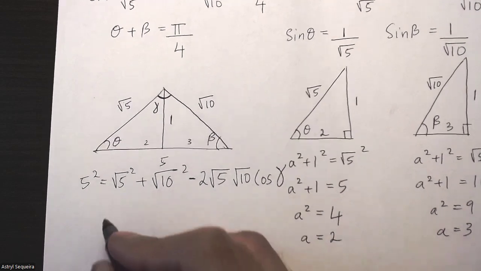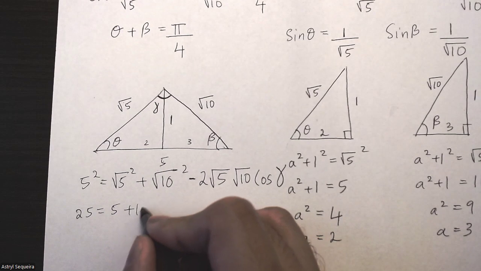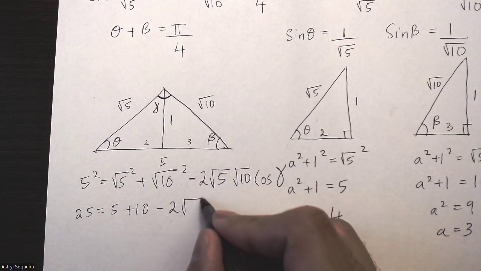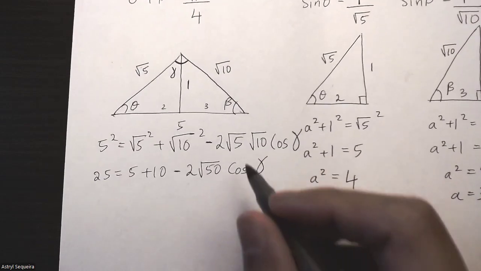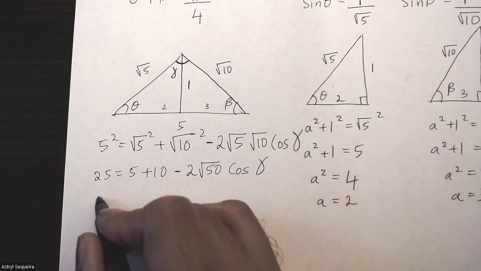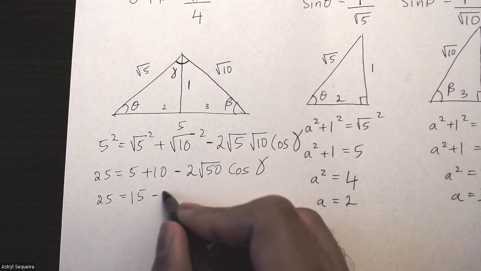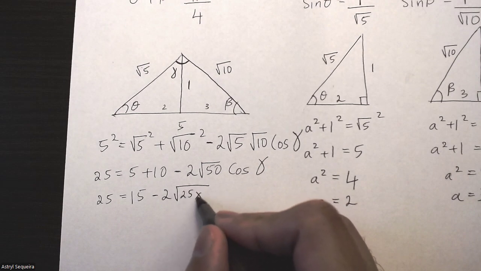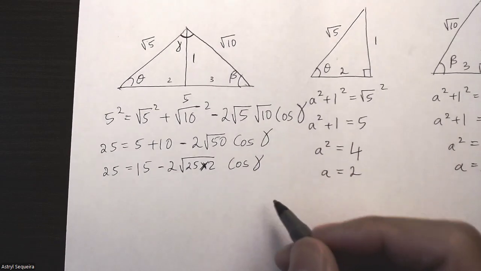Let me simplify this equation over here. That's 25, that's 5, that's 10, and then root 5 times 10 is root 50 cos gamma. Still got to simplify a lot more to find gamma. So 0.5 equals 5 plus 10 is 15. And then root 50 can be simplified to 25 times 2. Again, I'm not going to explain simplifying radicals because that's something you should already know at this point.